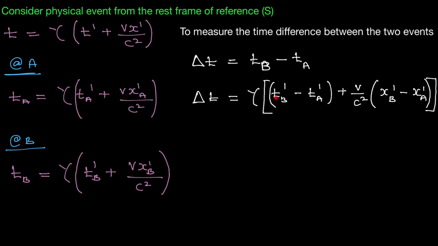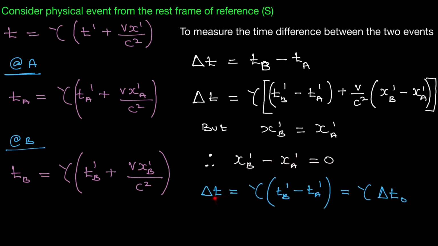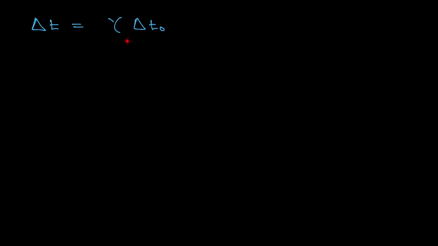and we substitute tb and ta into the equation, and we get delta t equals gamma square bracket open bracket tb prime minus ta prime close bracket plus v over c squared is common from both, so we have v over c squared open bracket x prime b minus x prime a close bracket close square bracket, but xb prime equals xa prime. Therefore, xb prime minus xa prime equals 0. Therefore, delta t equals gamma open bracket tb prime minus ta prime close bracket equals gamma delta t naught. Delta t equals gamma delta t naught.